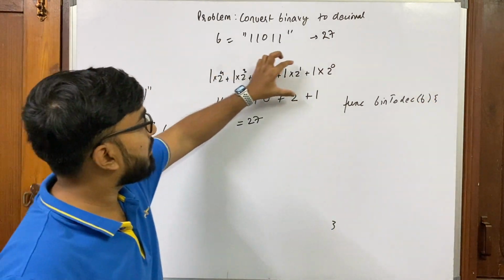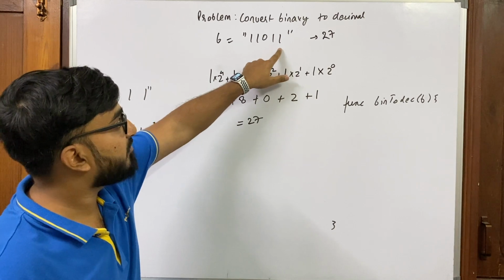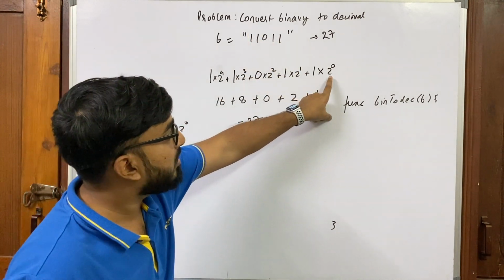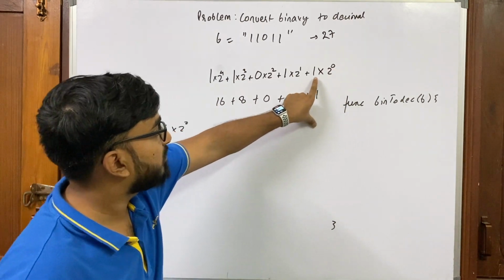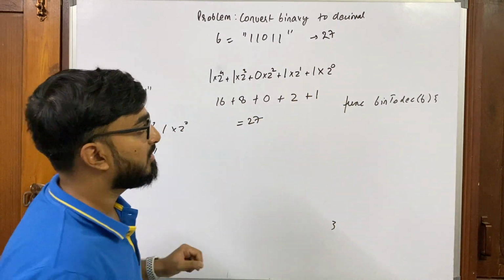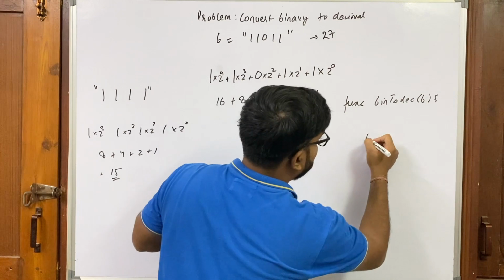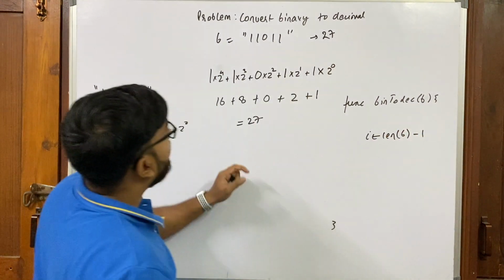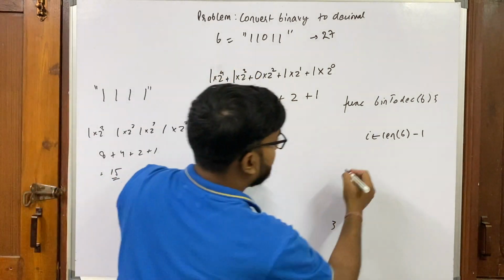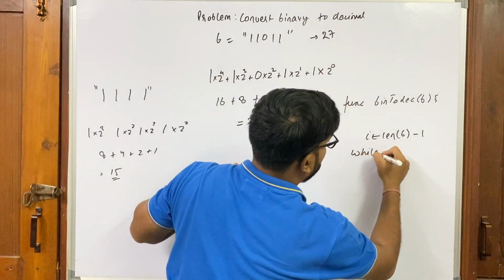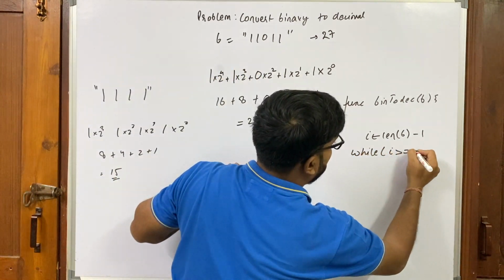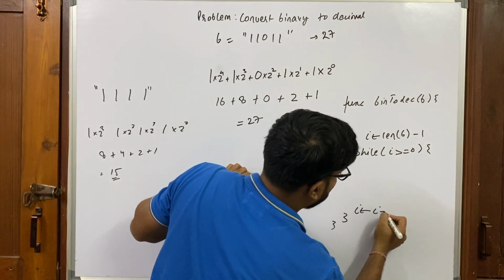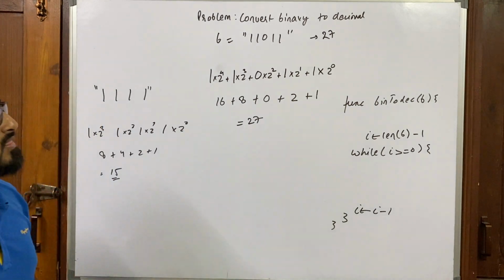In order to calculate this, I am going to iterate this string from the rightmost end to its left end, because 2 has been given power 0 for the term at the rightmost end. So i begins at the last index of the string. i starts at length of b minus 1 and goes till the leftmost index, which is the smallest index, 0. So it iterates as long as i is greater than or equal to 0, and in each iteration i is set to i minus 1.